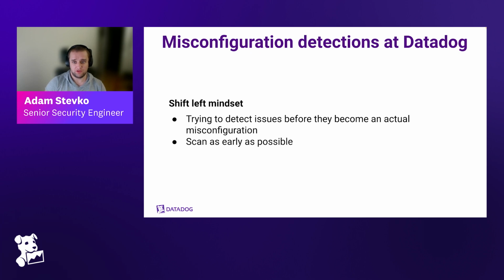So how do we deal with misconfiguration detection at Datadog? We are focusing on a shift left mindset, where we are trying to detect as early as possible within the development pipeline. So basically we try to prevent them and be proactive so they don't become a security incident. I would just say that we scan as early as possible within the development lifecycle.